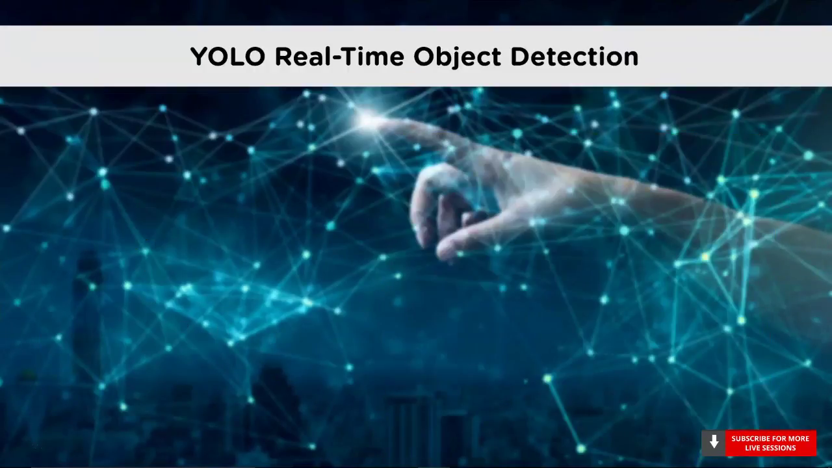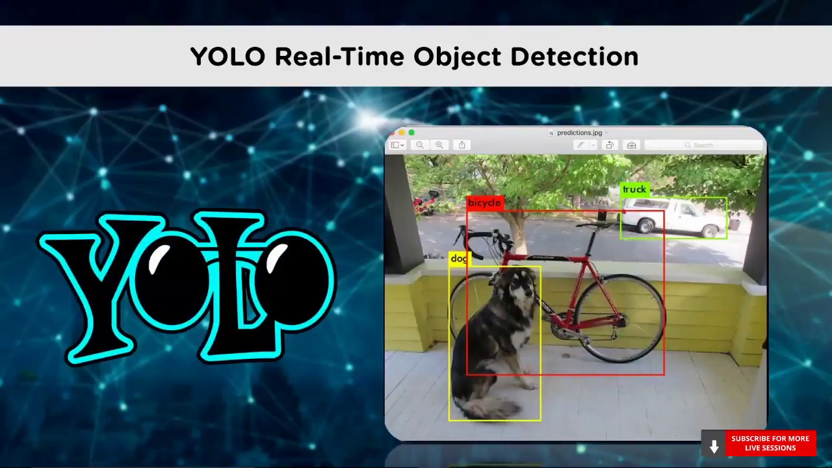And finally, in our list of deep learning projects, we have the YOLO real-time object detection. You only look once, or YOLO, is a state-of-the-art real-time object detection system. It frames object detection in images as a regression problem to spatially separated bounding boxes and associated class probabilities. Using this approach, a single neural network divides the image into regions and predicts bounding boxes and probabilities for each region. The neural network predicts bounding boxes and class probabilities directly from full images in one evaluation.